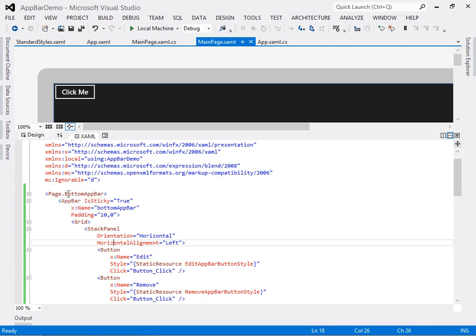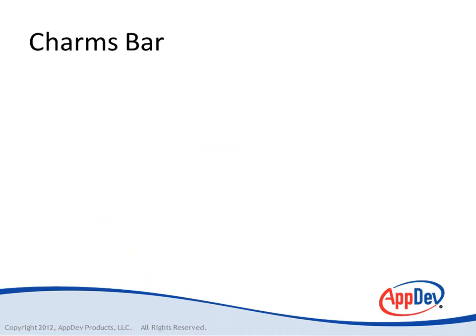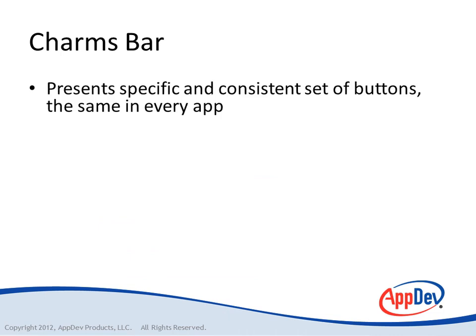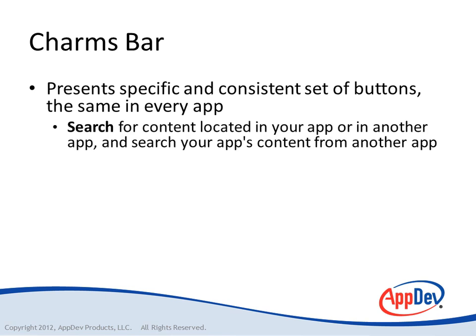But physically, all you need to do is choose the top app bar property, and your app bar will appear at the top of the screen. The Charms bar provides another UI element you can use as part of your applications. It presents a specific and consistent set of buttons that are the same in every Metro-style application.